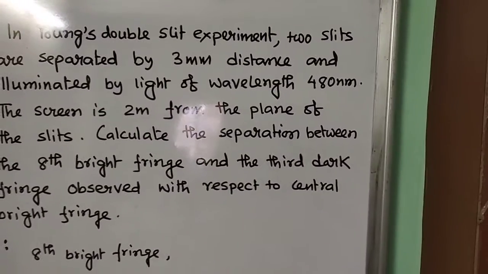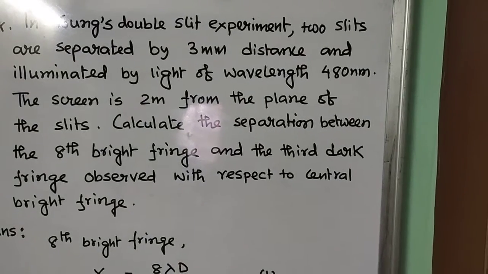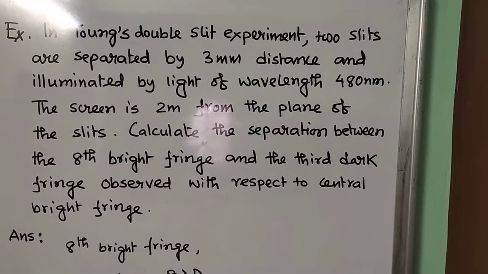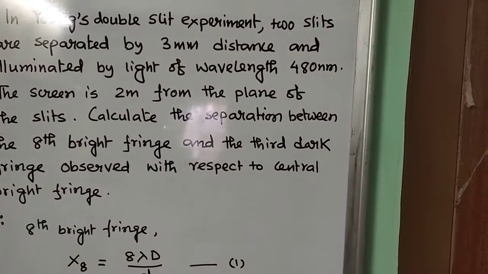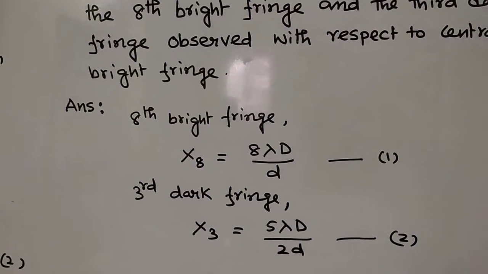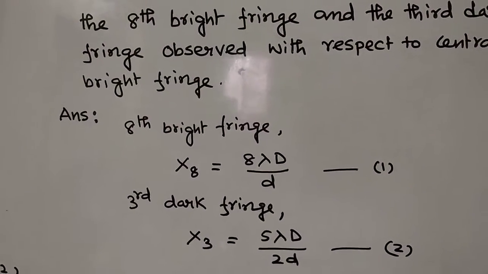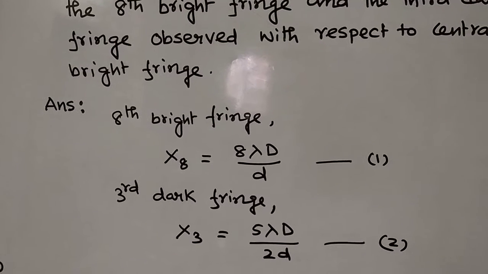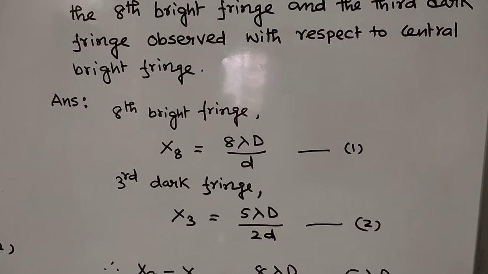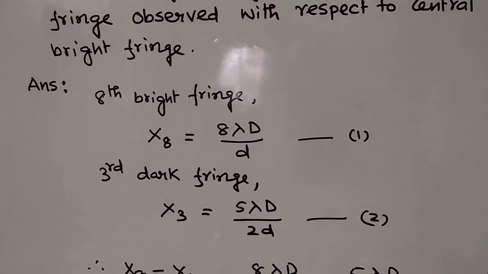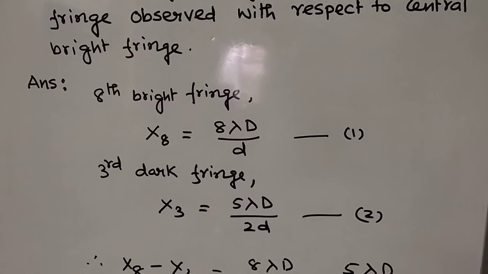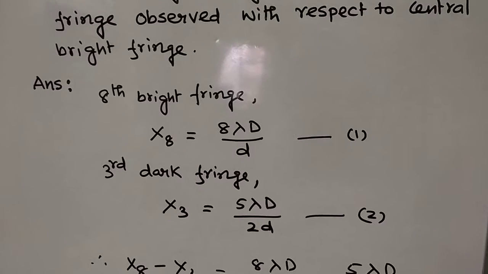Now already we have defined the expression for the dark fringe as well as bright fringe. Please check out the discussion, the expression basically, because we are going to use the expression here. Now as per the expression which we have defined in our last class, the 8th bright fringe can be defined by capital X suffix 8 equals 8 lambda capital D by small d. Please check it out. And the 3rd dark fringe, X suffix 3, is 5 lambda capital D by 2 small d. So you check the question, equation number 1 and 2 from our previous discussion.